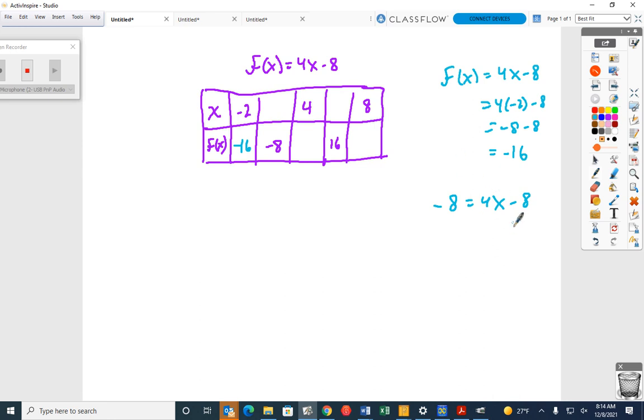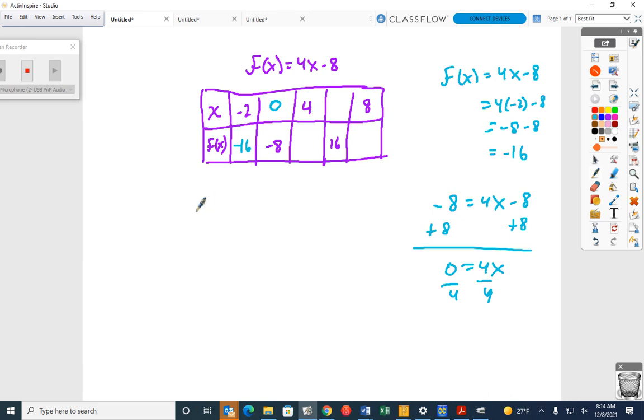Do we know how to do two-step equations? Yes. We would add 8 here. We would add 8 here. We have 0 equals 4x. And as Forrest said, if you divide 0 by 4, what do you have? 0. Good. Okay, somebody help me with this one.